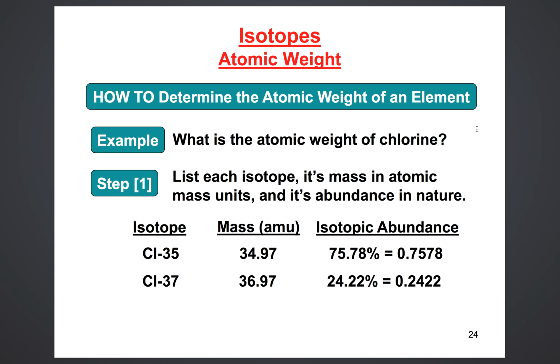How do we determine the atomic weight of an element? Here we have an example. What is the atomic weight of chlorine, Cl? Step 1: list each isotope, its mass in atomic mass units, and its abundance in nature. Isotope Cl-35, mass is 34.97. The isotopic abundance is 75.78%, which is 0.7578.